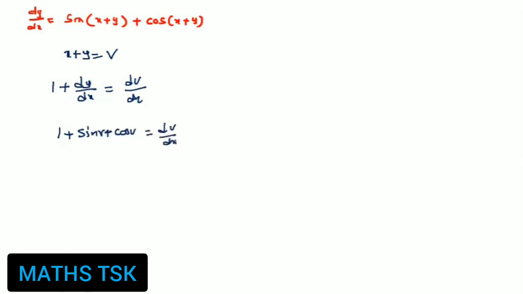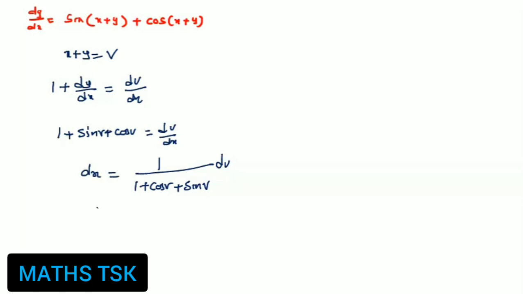Look into the problem. This dy by dx is equal to a trigonometric function in terms of x plus y. Same process. x plus y is equal to v. Differentiate, 1 plus dy by dx is equal to dv by dx. What is dy by dx? It is sin v plus cos v, equal to dv by dx. Now I can write it as dx is equal to 1 by, taking this to the other side, 1 plus cos v plus sin v into dv.